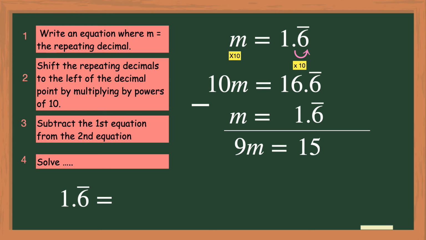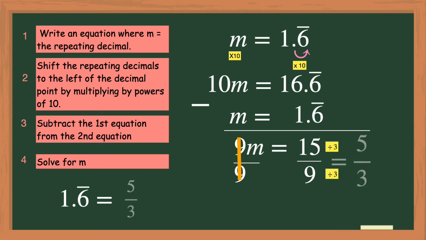Step number 4. Solve for m by dividing each side of the equation by 9. The 9s cancel each other out, leaving m equal to the fraction 15 over 9. Now we're going to leave this as a fraction, but we do want to simplify it a little further by dividing the numerator and the denominator by this shared factor of 3, resulting in a more simplified fraction of 5/3.